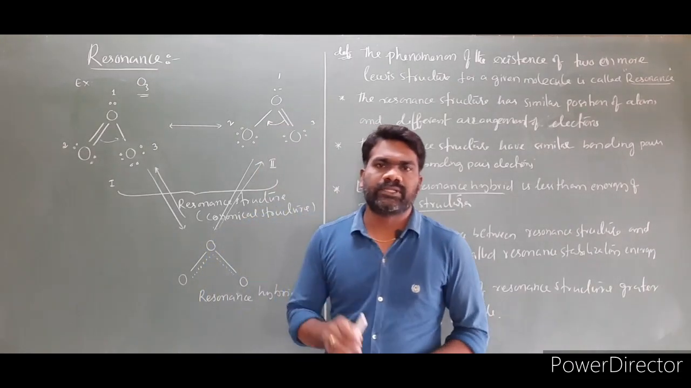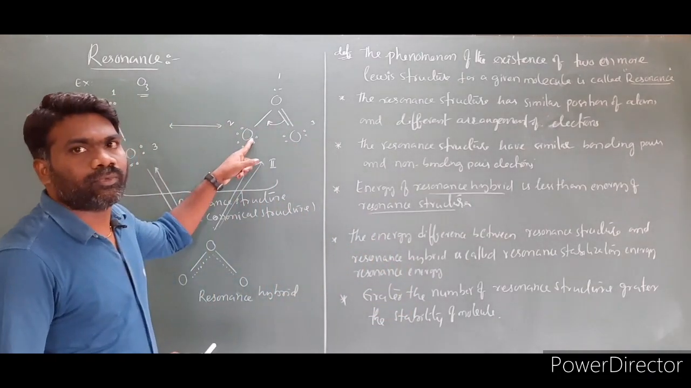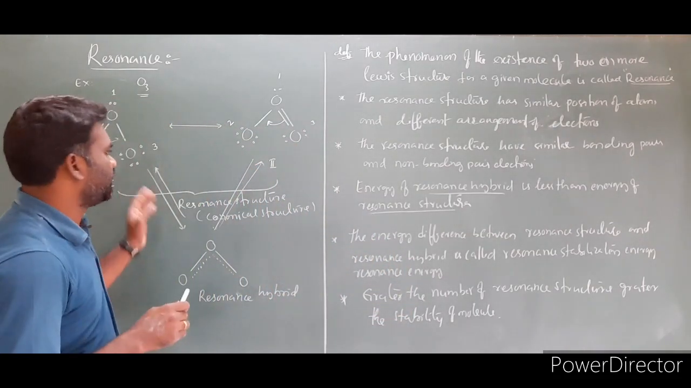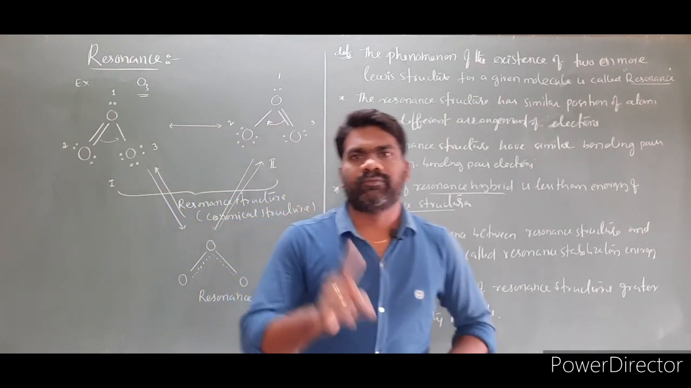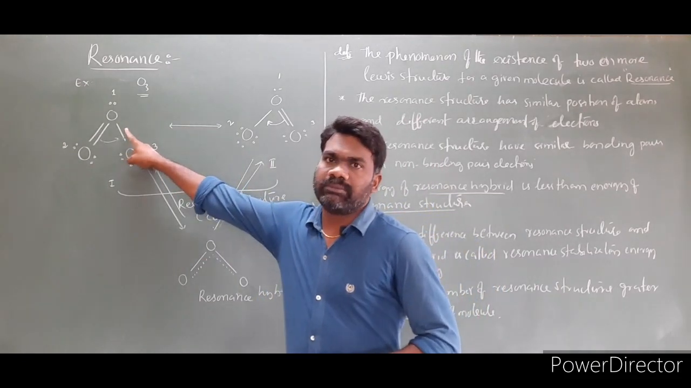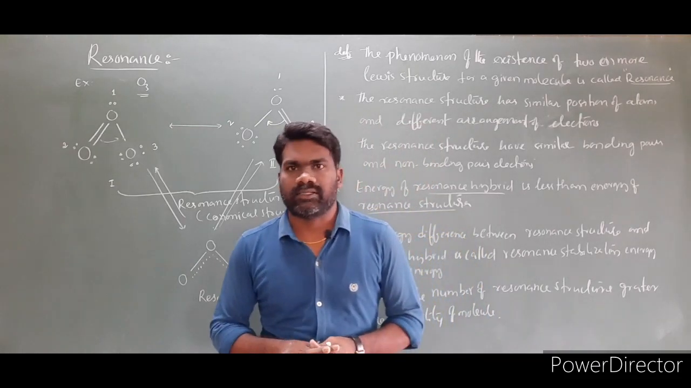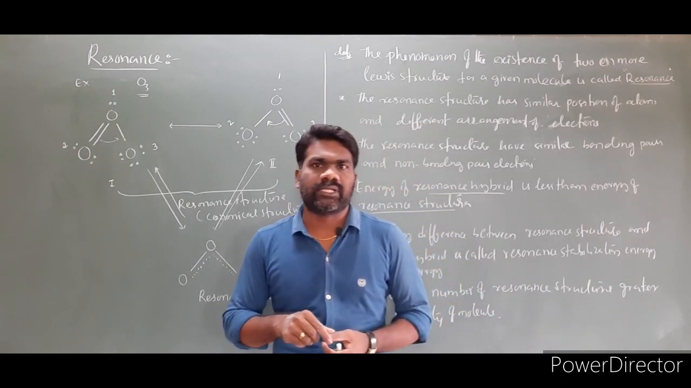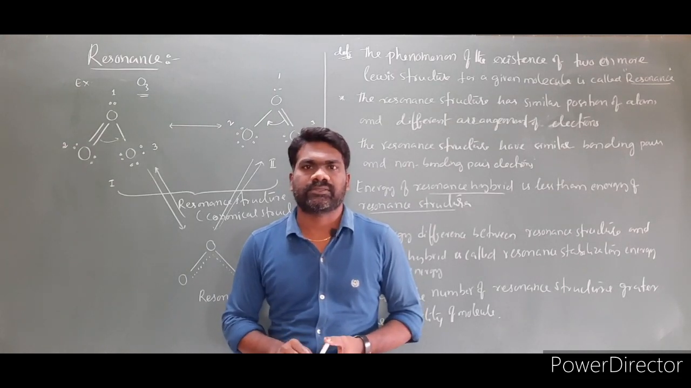Simply, resonance is defined as the existence of two or more Lewis structures for a given molecule. One main difference you have to identify: they have a similar position of atoms, but the difference is in the arrangement of electrons. So similar position of atoms, different arrangement of electrons. This is resonance. Now let us take one more example for the understanding of resonance.